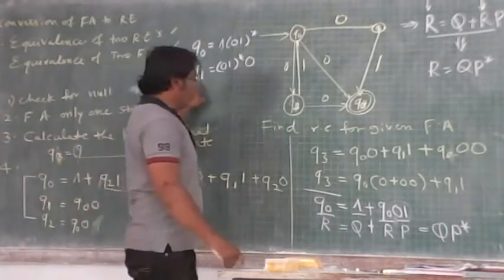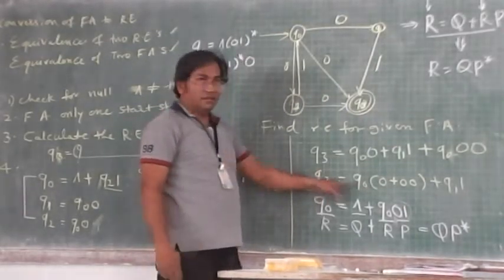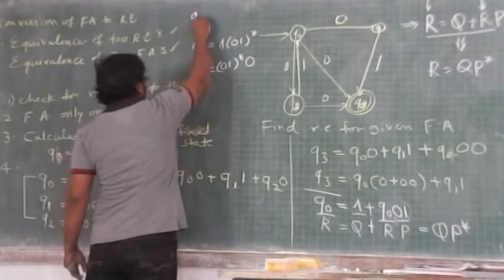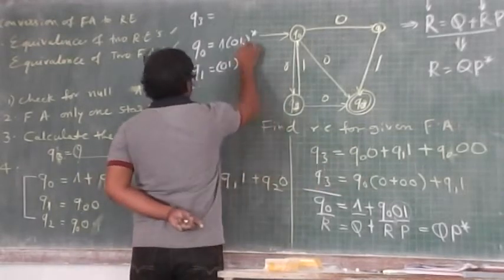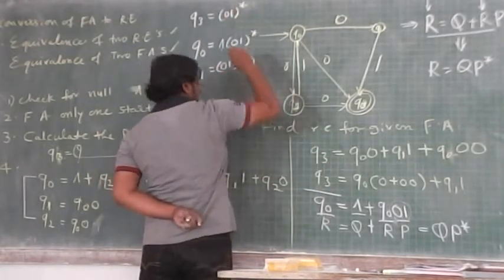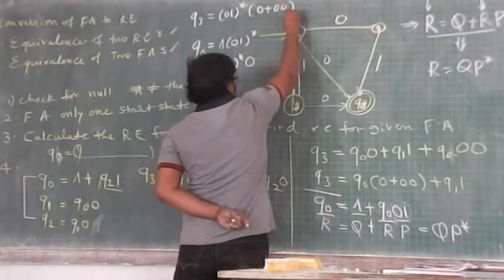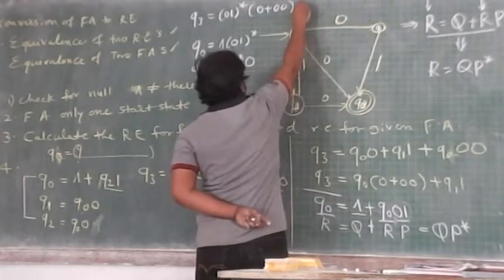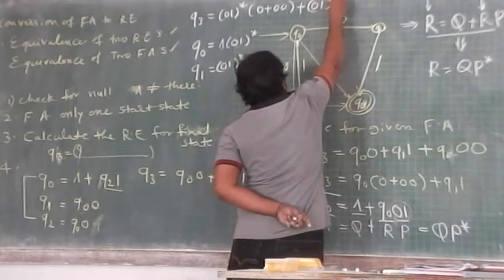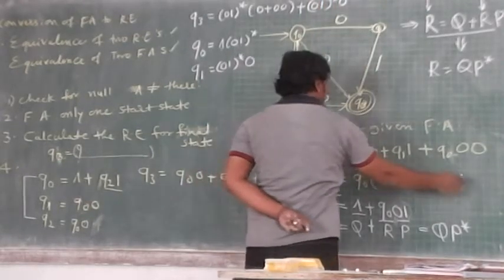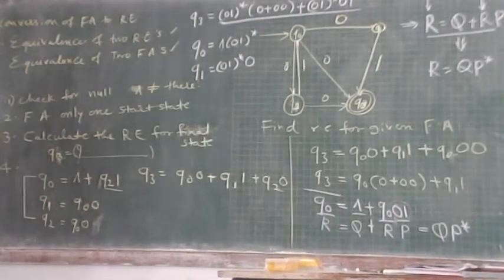So these Q0 and Q1 values I can just substitute in Q3. So finally I will get the regular expression. So Q3, the final regular expression for the given finite automata, is just the Q0 value, that is 0 1 star, 0 plus 0 0 plus, what is the Q1 value? Q1 value is this one, 0 1 whole star 0 and next is 1. This is the equivalent regular expression for the given finite automata.